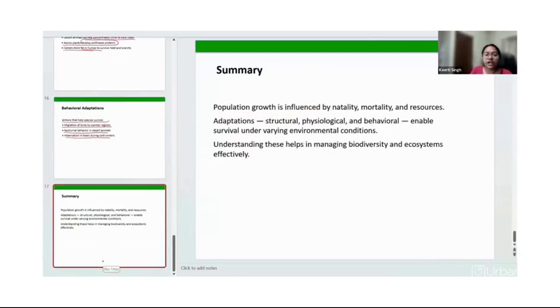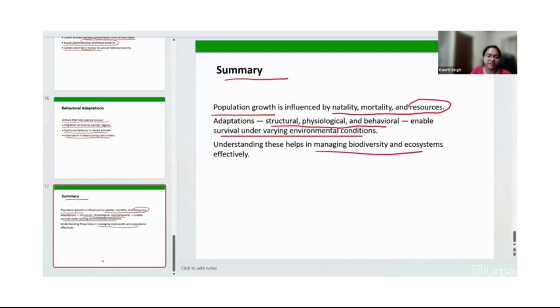So we have come to the end of this session. We have learned about what? Natality, mortality, and the resources, right? These are all the factors which affect population growth. There are various adaptations, structural, physiological, and behavioral, that enable a particular organism to survive under varying environmental conditions, right? So all these will help in managing the biodiversity and ecosystem effectively.